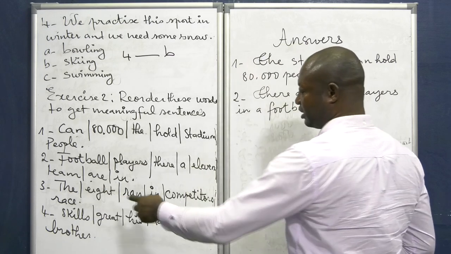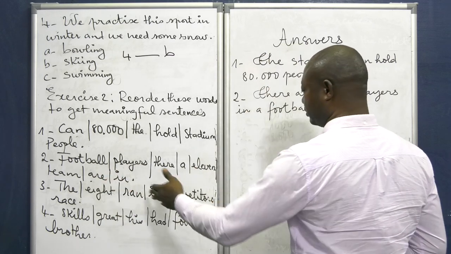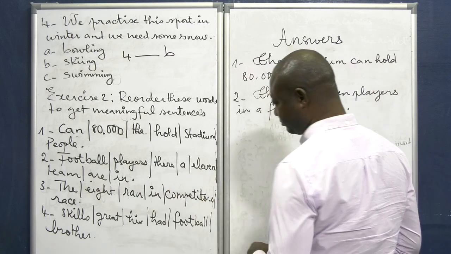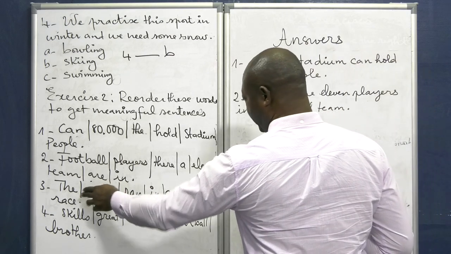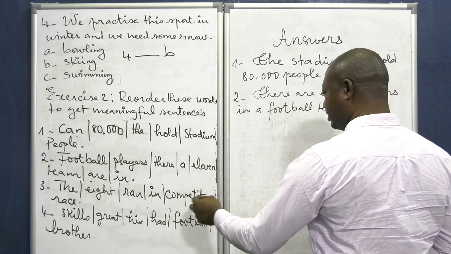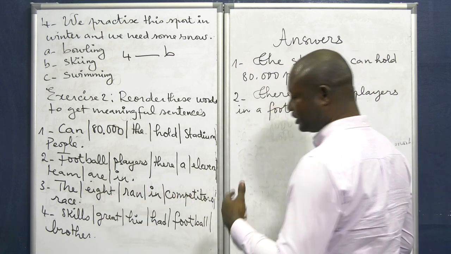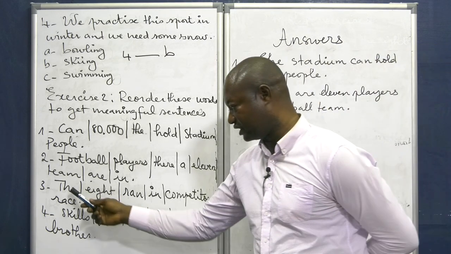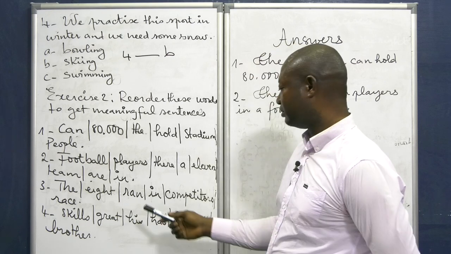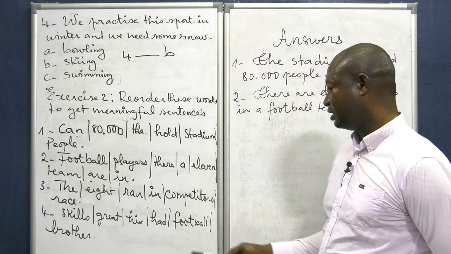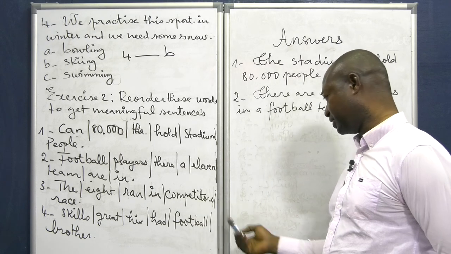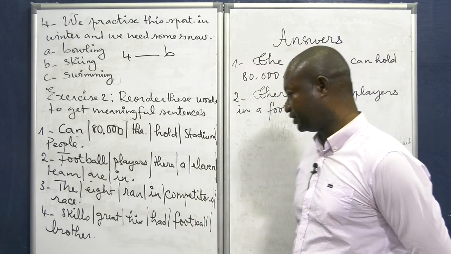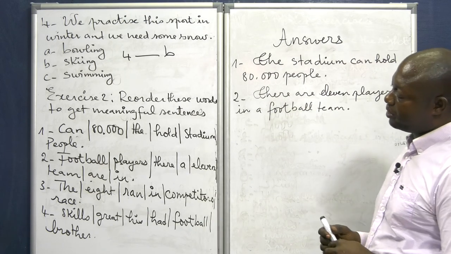Number three, the eight run in competitors and race. The nature of each word is very necessary because we have the, an article, eight, a number, run, a verb in the simple past, and we have a preposition of place, in. Competitor is a noun, and race is a noun too.